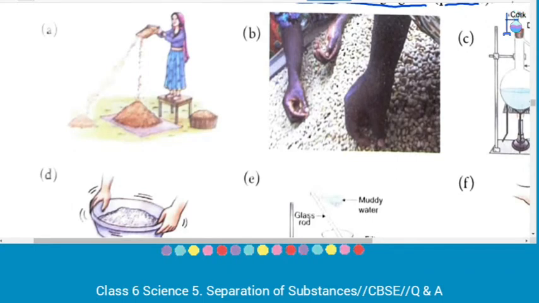So observe the picture of A. What is she doing? She is separating heavier and lighter particles. So this method is called winnowing. Observe the second figure. What are these people doing? They are separating waste particles and good particles. So this method is hand picking. Hand picking method.